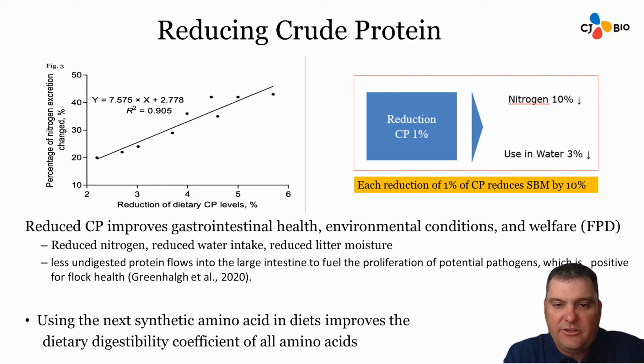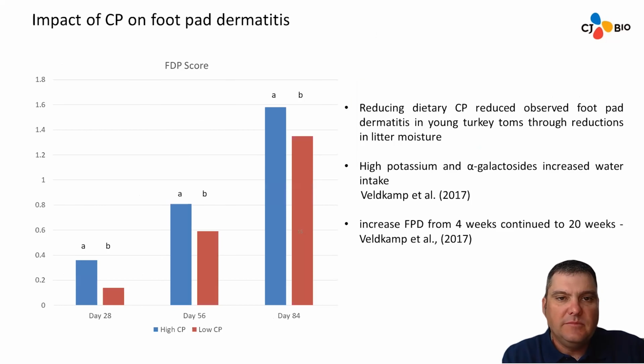And that reduction in nitrogen is going to be the basis for the improvements in litter quality and foot pad dermatitis, and welfare improvements as well. This was a study published in the European Union looking at the impact of crude protein on foot pad dermatitis. They actually formulated two diets, a high crude protein diet and a low crude protein diet.